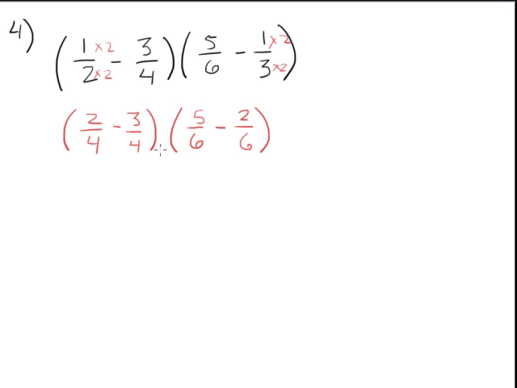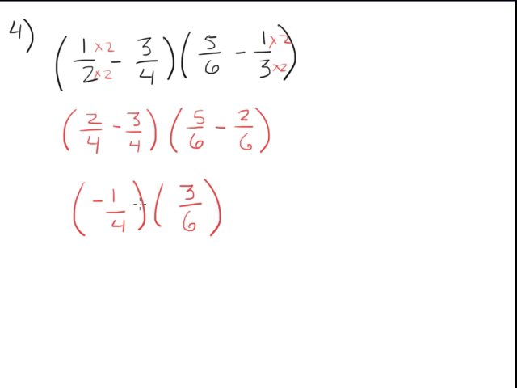Okay, so now I got my common denominators within each bracket, and now I'm going to do the operation within each bracket. So in this one right here, I'm going to subtract 2 minus 3, that's going to give me negative 1. Keep my denominator. Here I'm going to go 5 minus 2, that's going to be 3. Keep my denominator.